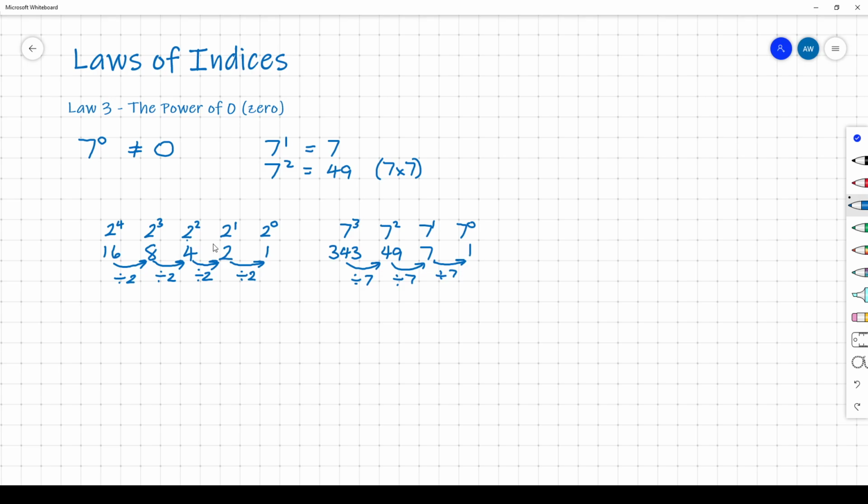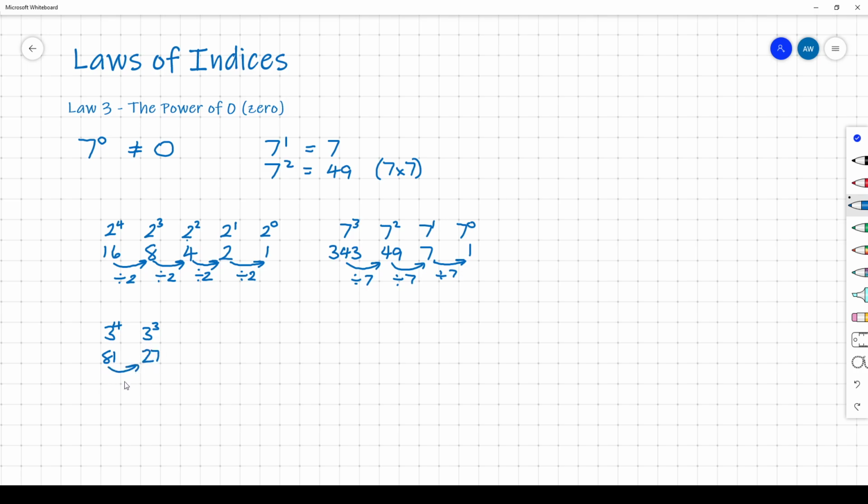Let's look at one more. Let's look at 3 to the power 4. 3 times 3 times 3 times 3. 3 times 3 is 9. Times 3 is 27. Times 3 is 81. Let's look at the next power. 3 cubed. Well, we just said that. 3 times 3 is 9. Times 3 is 27.